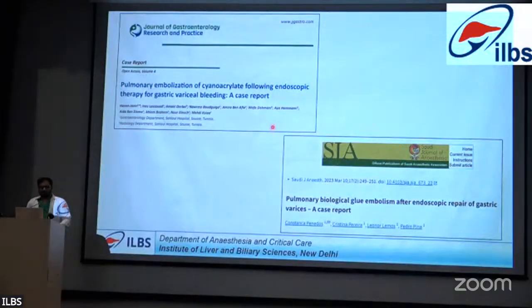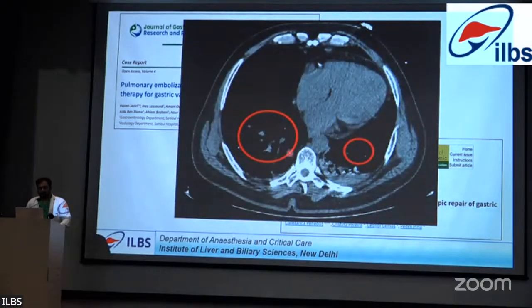Now, coming to one of the rare complications which can happen during the endoscopic procedure, there can be a pulmonary embolization of the cyanoacrylate glue. There have been various case reports regarding this. So this is how it looks, and this can cause desaturation either in the post-operative period or a sudden hypotension with respiratory distress during the procedure.